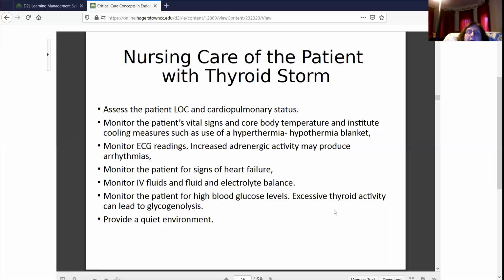Monitor IV fluids and fluid and electrolyte balance. Monitor the patient for high blood glucose levels. Excessive thyroid activity can lead to glycogenolysis. Provide a quiet environment. Everything is increased in these patients. We need to try and help them by treating them medically, with medicine, and also providing them with a quiet environment.